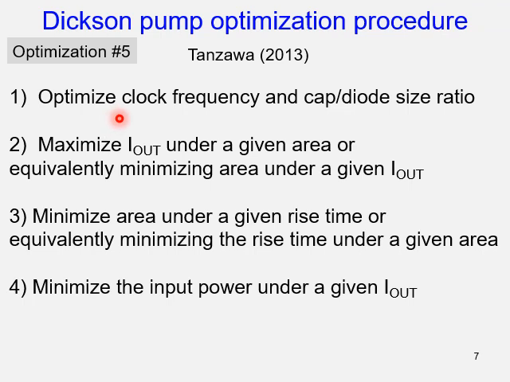Well, initially, let's optimize the clock frequency and the capacitor per diode size ratio. Then maximize I-out under a given area, or equivalently minimize area under a given I-out. Or minimize area under a given rise time, or equivalently minimize rise time under a given area. Or minimize the input power under a given I-out.